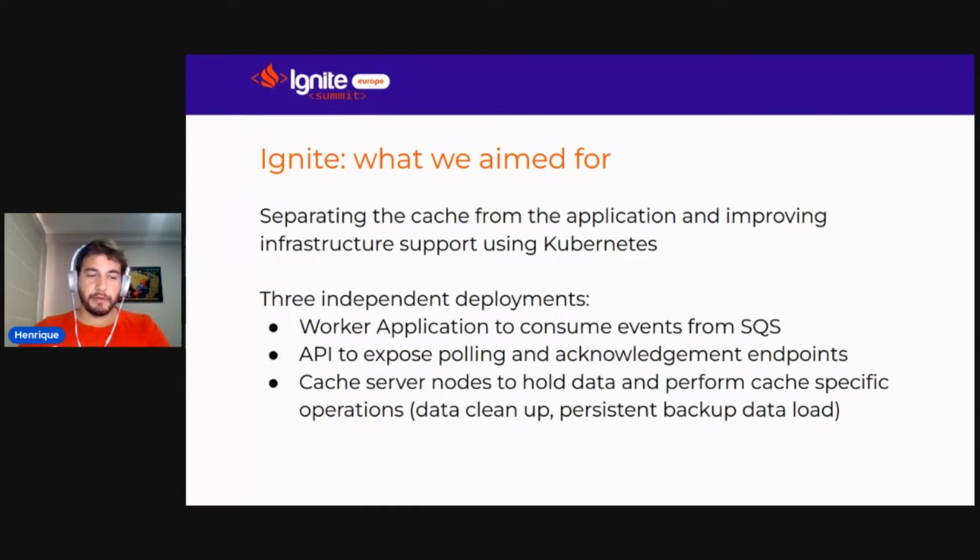So from that initial solution and considering the problems we were having, we started to think of a solution for that initial architecture. So our first thought was to separate the cache from the application. This would improve most of the problems that we had at the time, which involved deployments and scaling. And also we would improve infrastructure support by migrating our Ignite cluster to a Kubernetes environment. This will lead us to 3 independent deployments: a worker application that would consume events from the SQS and index them in the Ignite cache, an API to expose polling and acknowledgment endpoints, and a cache server to hold data and perform cache-specific operations, like data cleanup and persistent backup data loading.